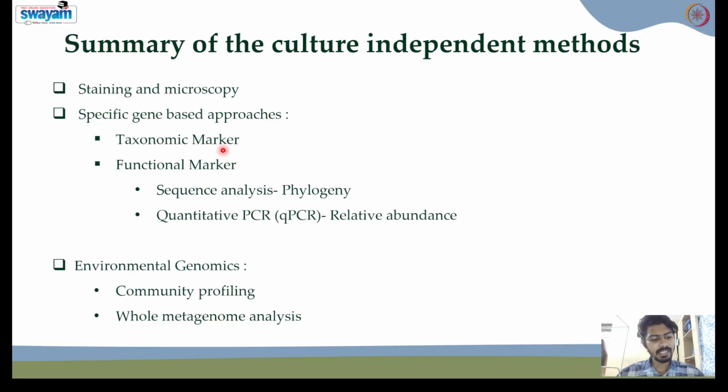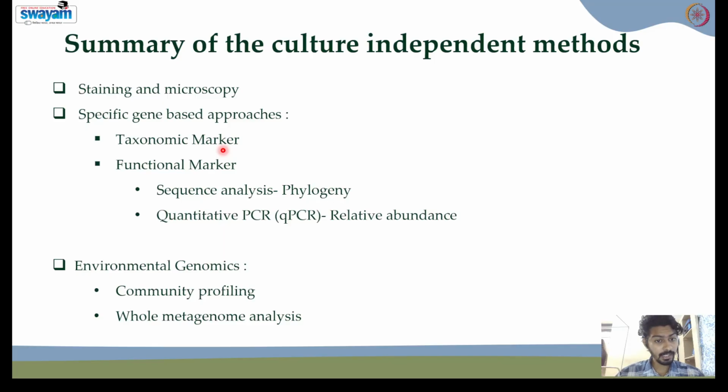If you see the taxonomic marker, you can correlate it with when we go to a supermarket, everything has a barcode, right? What is a barcode? When we scan these barcodes, we get all the information about the thing that we are going to purchase. Likewise, every microorganism has a barcode. What is the barcode in this sense? That is a specific gene, which is the 16S rRNA gene.